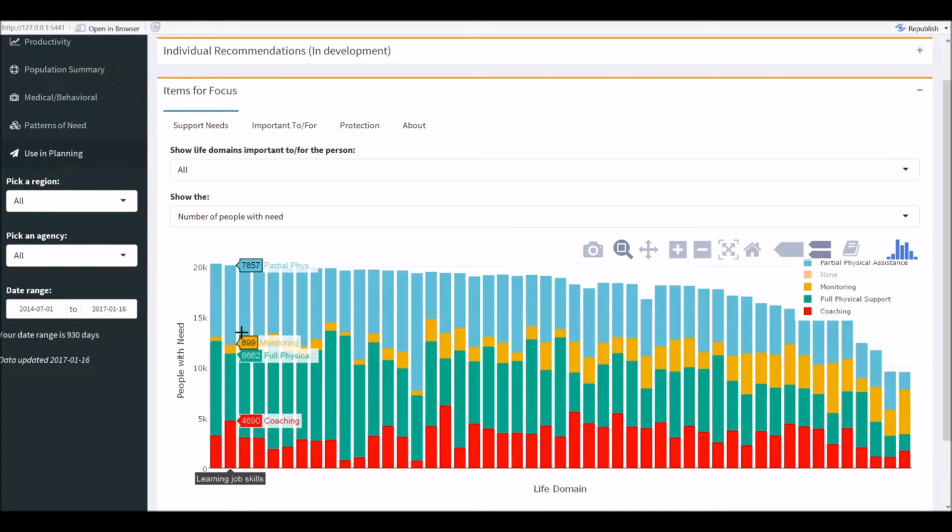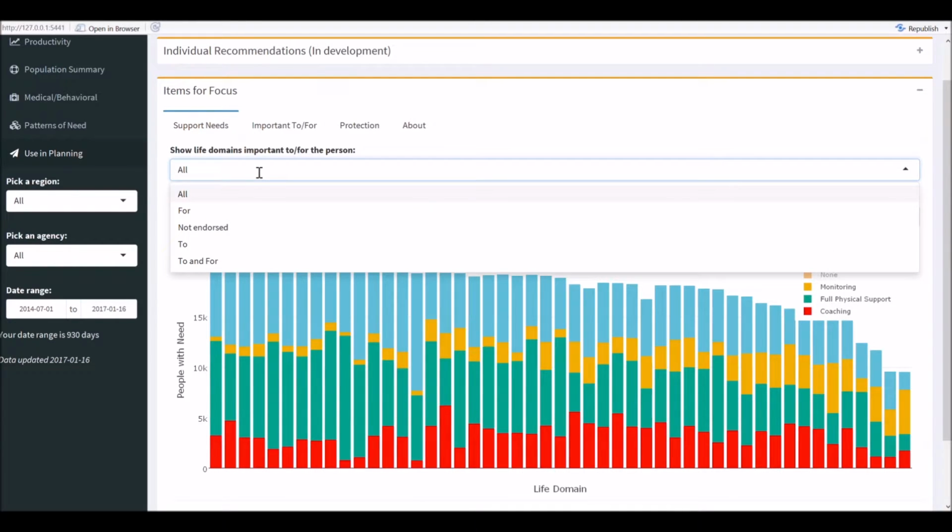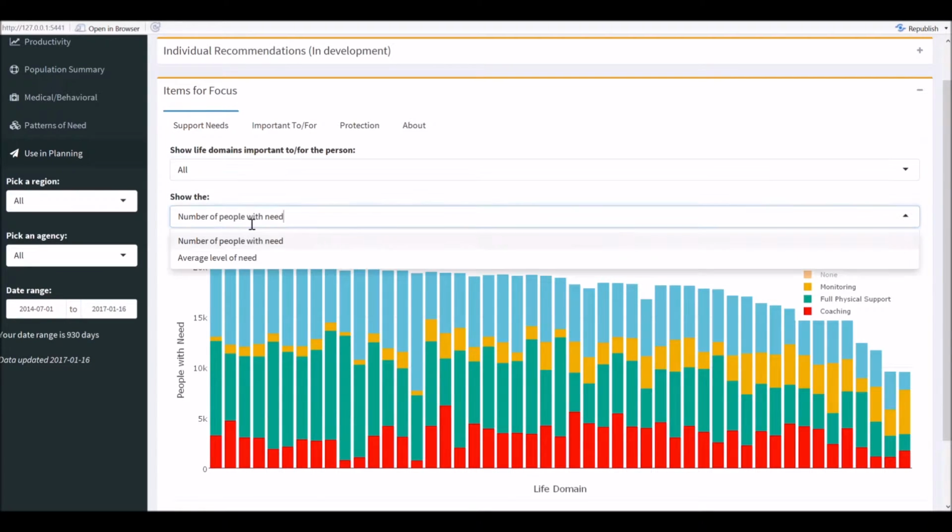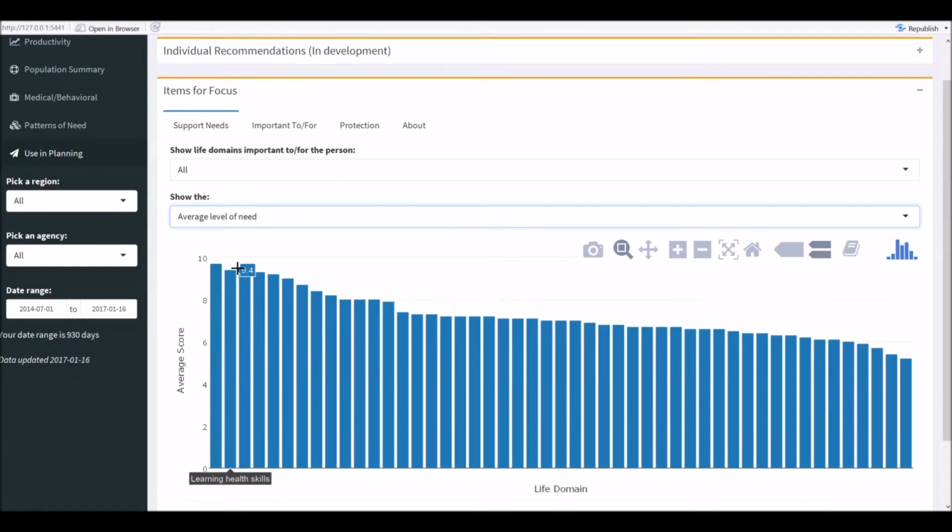You can see the different colors correspond to the type of need that you're familiar with from the other section. And this lets us look, all in one view, at the number of people who have each of these different types of needs. If you want to just filter it for things that a person said were important to them, you can do that. You can click any of these options. And then you can also look at the average level of the need, right? Because there might be a need, but it might be relatively low. So the average level of the need gives the ability to look at which needs have, on average, the highest amount of need.